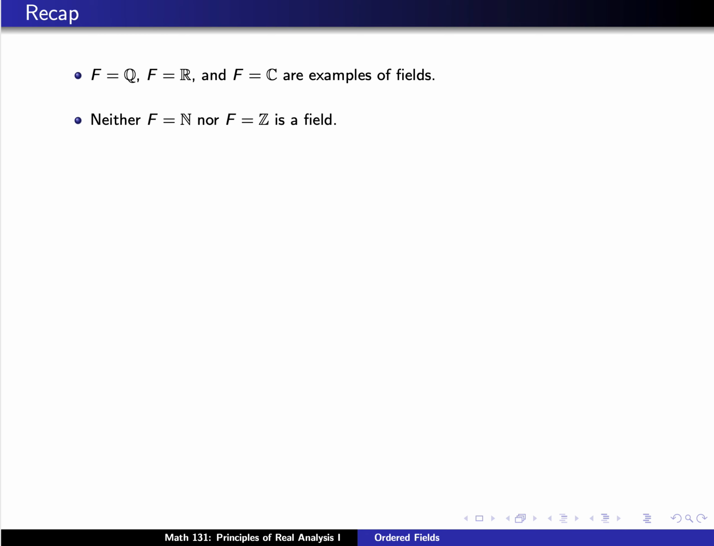The simple explanation is if you're given an integer such as the number 2, its multiplicative inverse, namely 1/2, is no longer an integer. In any field, we must have elements 0 and 1, and they must be distinct from each other. We'll play around with these quite a bit here in this course.